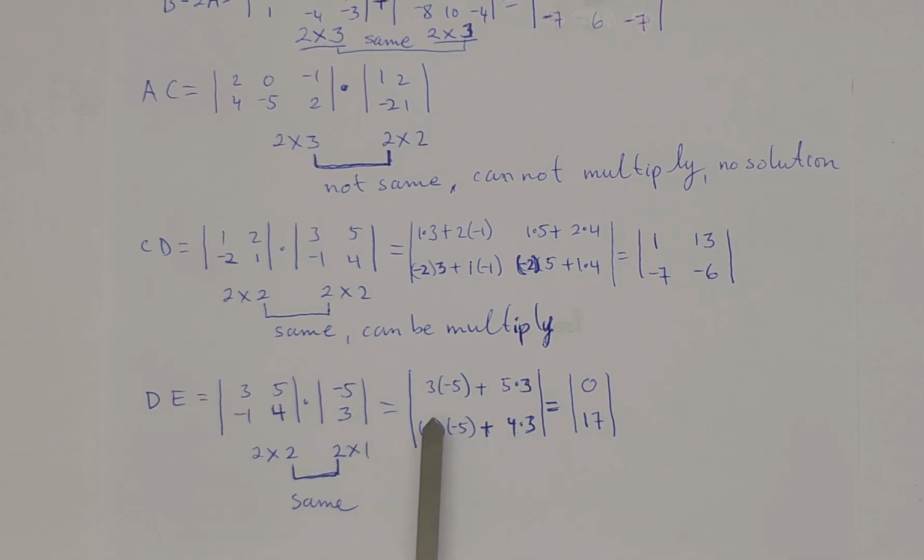Okay, and after that, just multiply, add, and subtract. This gives me -15. This gives me +15. So -15 plus 15 gives me 0. This gives me +5. This gives me +12. So 5 plus 12 gives me 17. Okay, so be very careful. One more time.